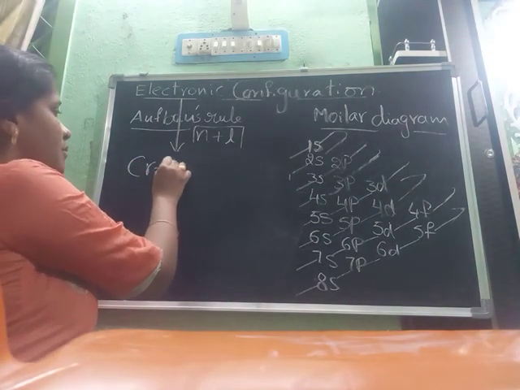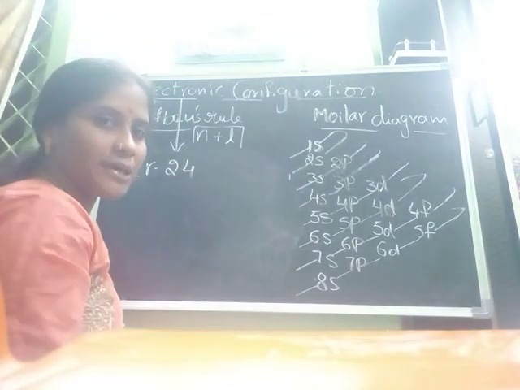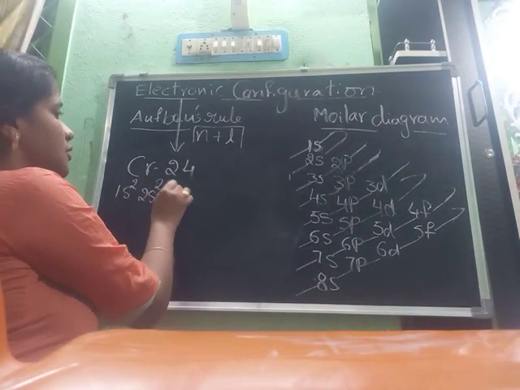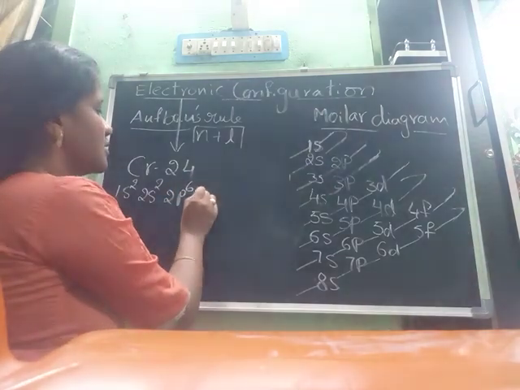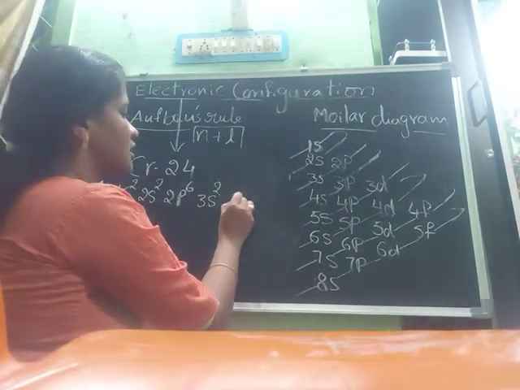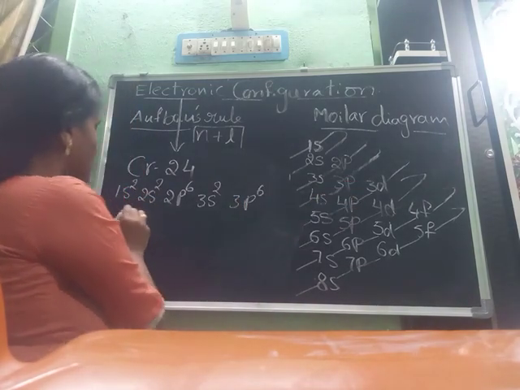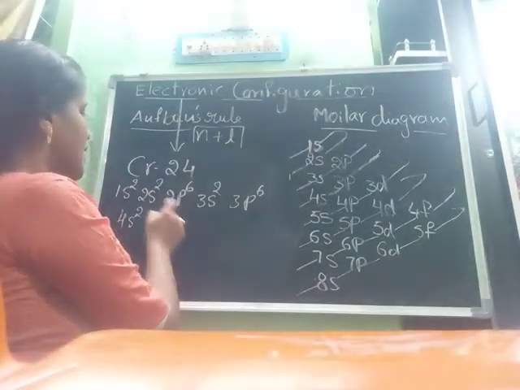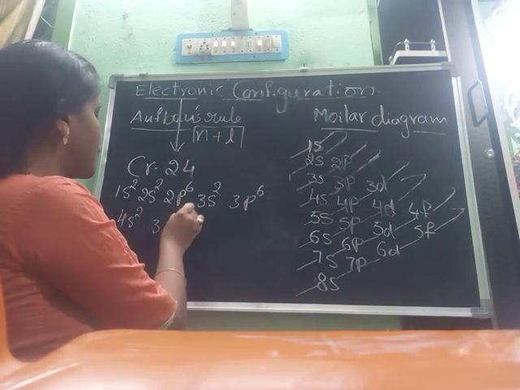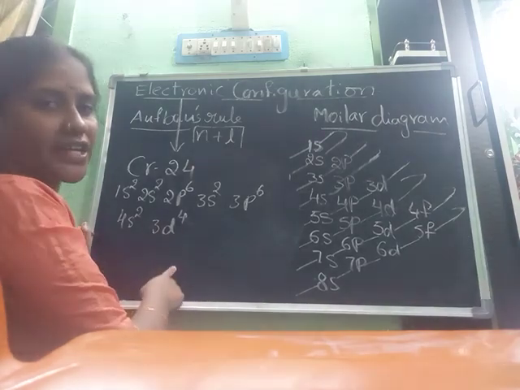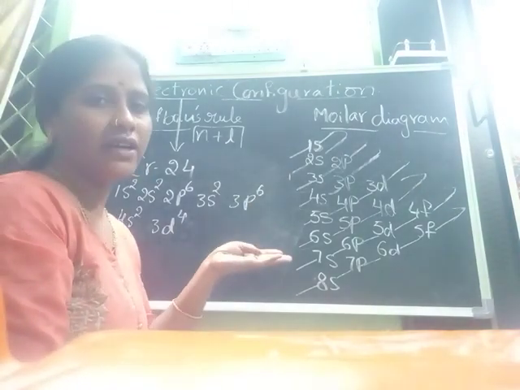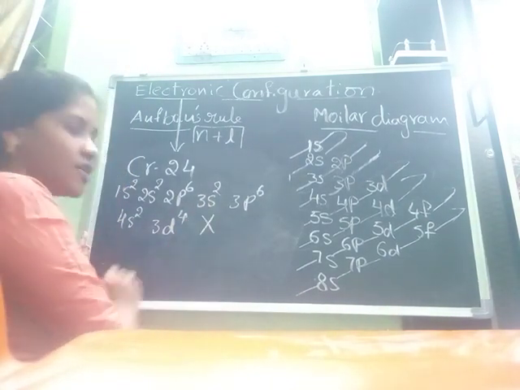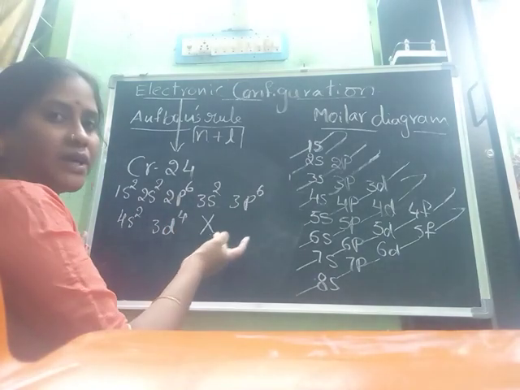Chromium. Chromium atomic number is 24. 1s2, 2s2, 2p6, 3s2, 3p6, 4s2. What is next? 3d. Count it. 24. Okay. This is the configuration you will generally write, based on how I said to write it, starting with the general configuration. But it is wrong. In this state, chromium will be unstable.